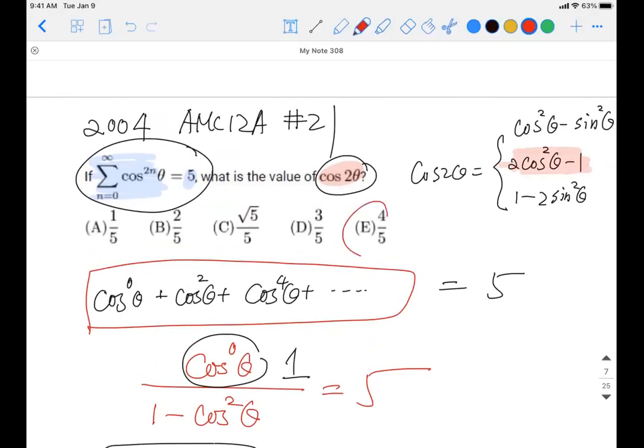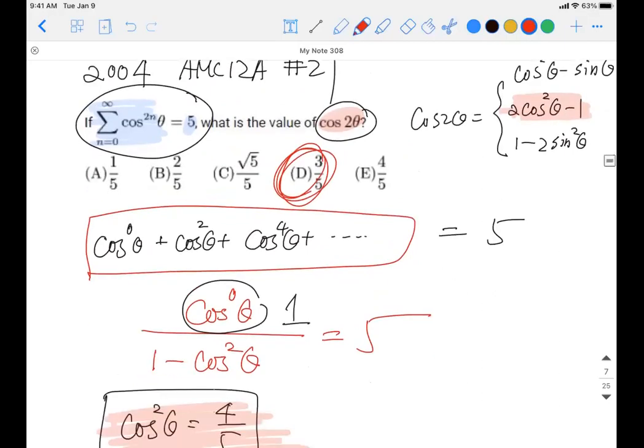Actually, the D option, 3/5. You see, easy peasy, right? You're not using some very complicated flowery things to do the calculation, and you will be able to do it fairly quick.